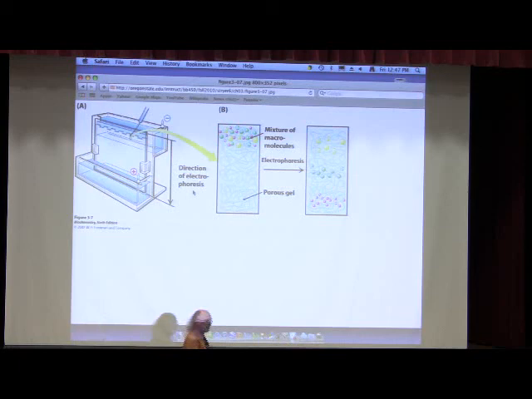Notice it's backwards from molecular exclusion. Here, the smallest guys are going fastest, and the largest guys are going slowest.